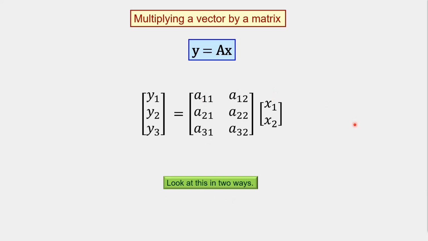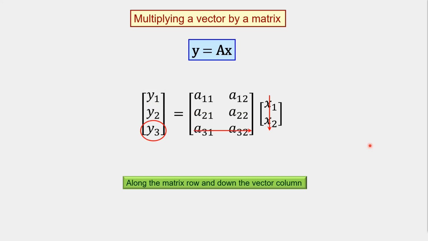So we can look at matrix multiplication in 2 ways. The first is, as I just said, to form element y1, we go along the row and down the column, multiplying and adding. The same for y2, the same for y3.